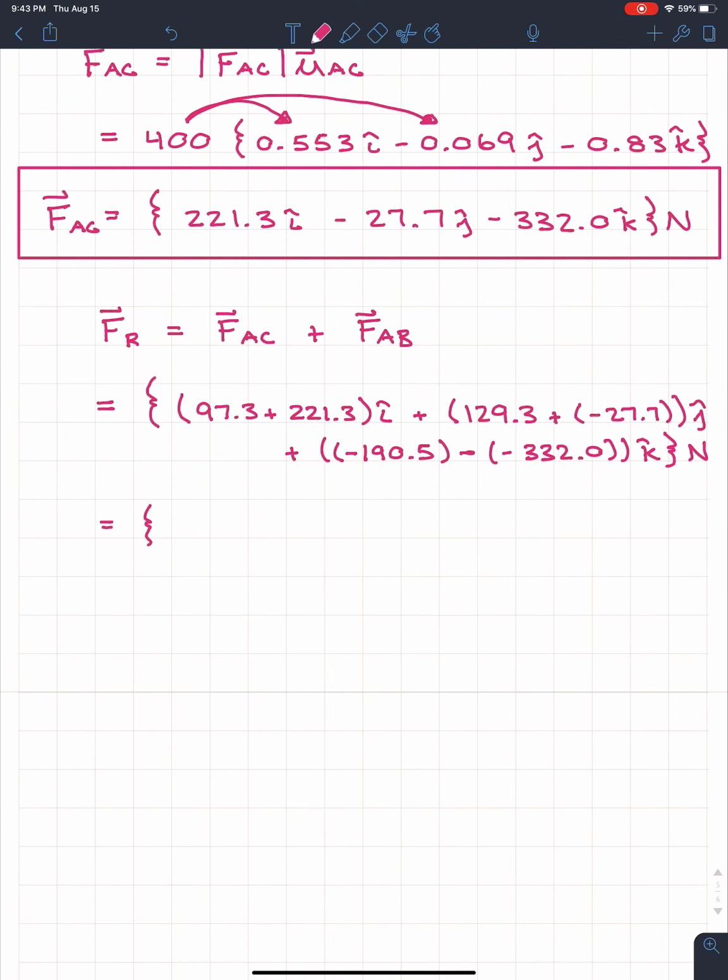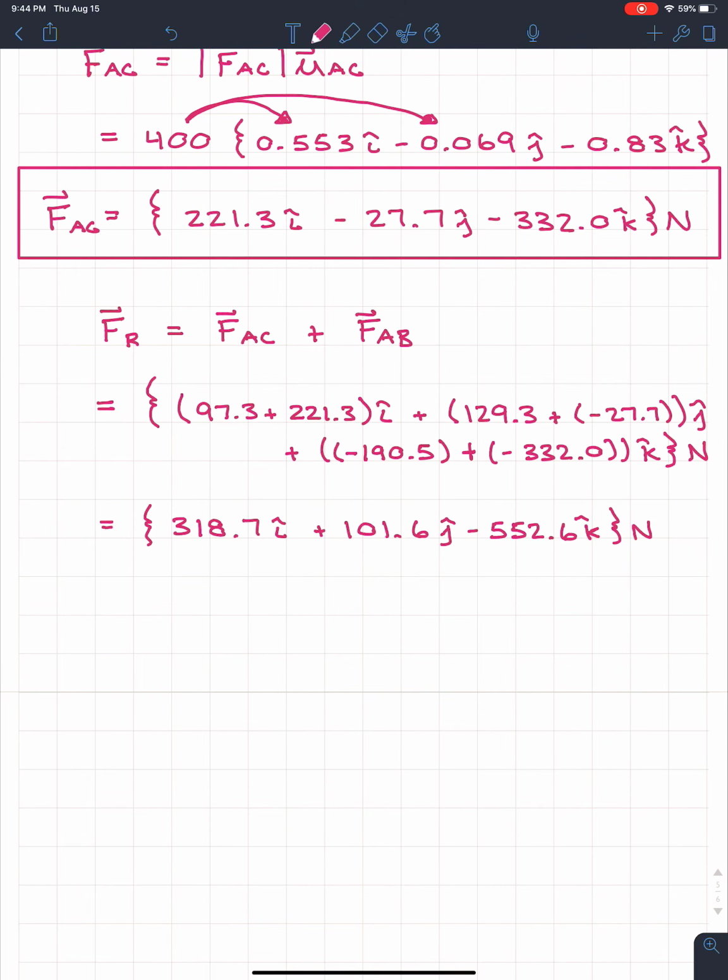318.7 I, then plus 101.6 J, minus 552.6, and that's in the k direction. And that also has a unit of newtons. Sorry, I made a mistake here. This is actually a plus because they're not coordinate points, so it's going to be plus.